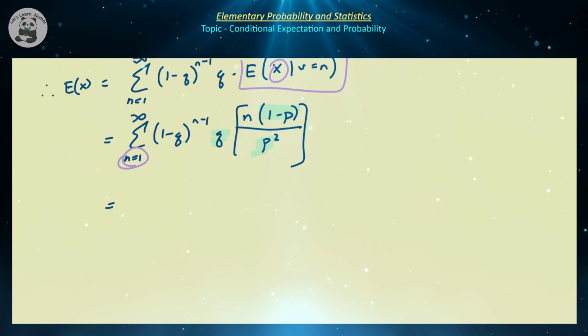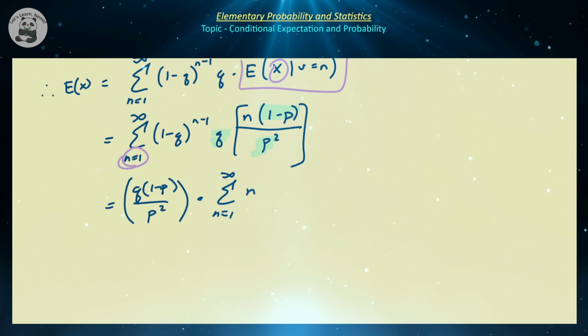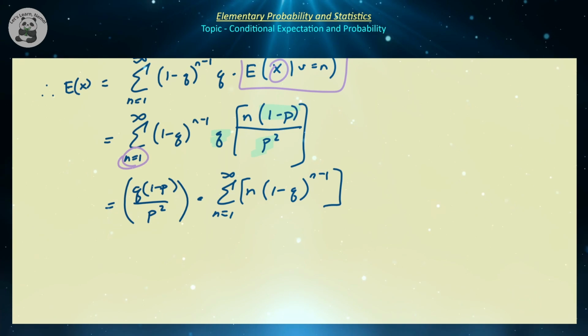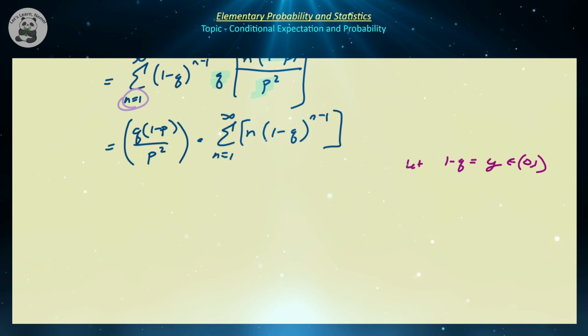Once we factor those out, we're going to have q times (1 minus p) all over p squared, multiplied by the sum from m equal to 1 to infinity of, what are we left with? We have that m there, and then we have this (1 minus q) to the m minus 1. So what I want to do now is let 1 minus q be equal to y. Obviously y belongs to the interval 0 to 1, and if this is the case, 1 minus y will be equal to q. We're going to need that to replace a little bit later.